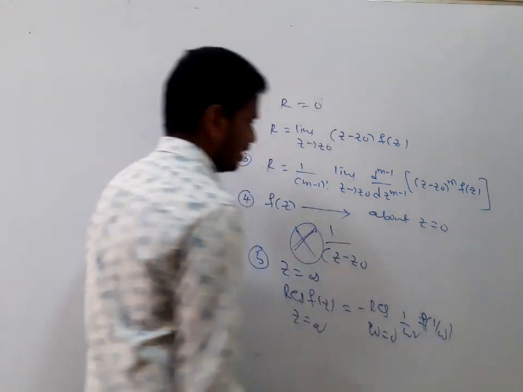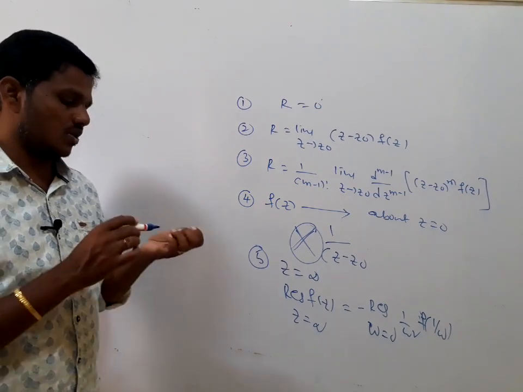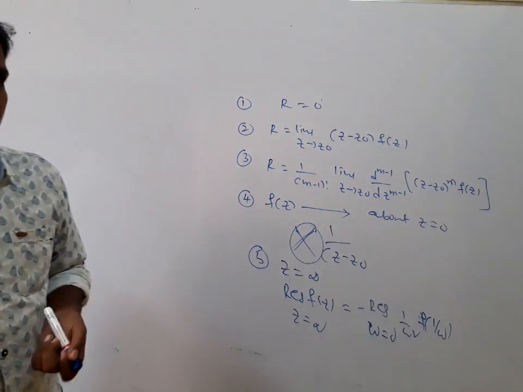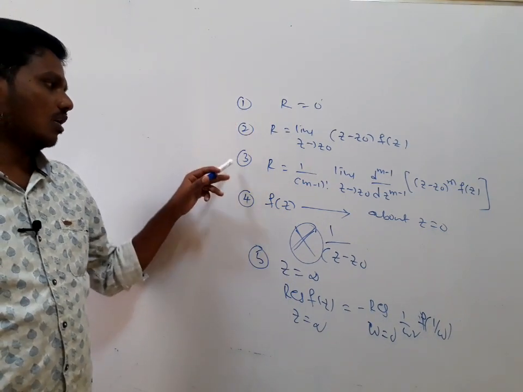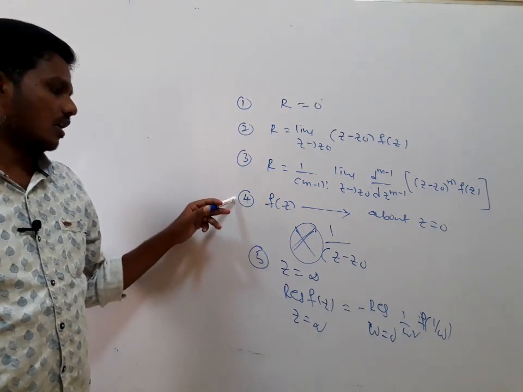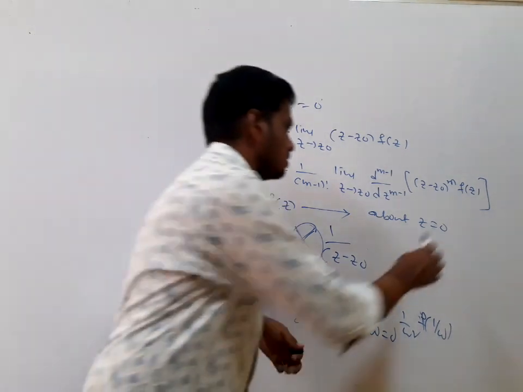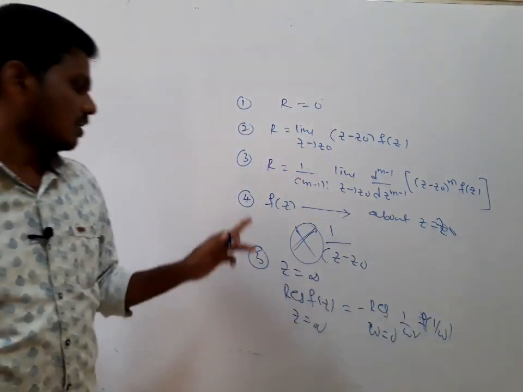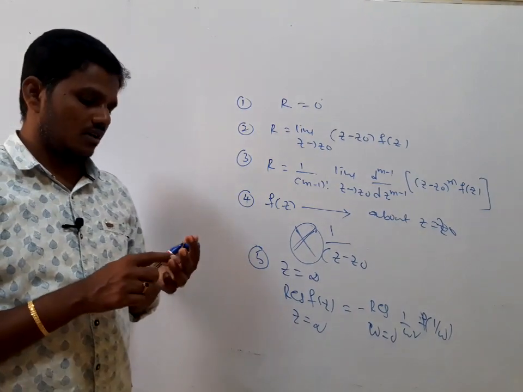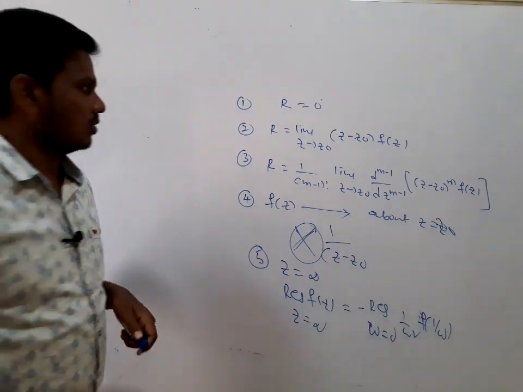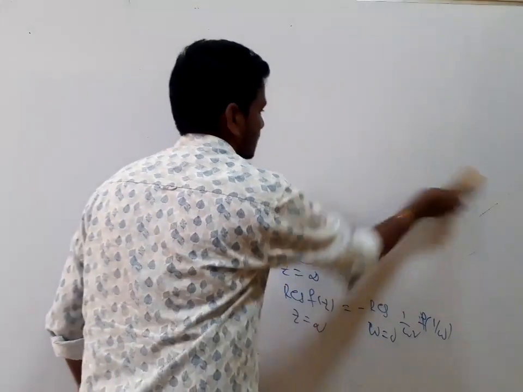These are the different ways of calculating the residues, based on the types of singularities. It is removable singularity, simple pole, pole of order m. Here it is essential singularity, not about z equals z naught but an isolated essential singularity. Here it is the residue at infinity. Now, this is the calculation of residues.